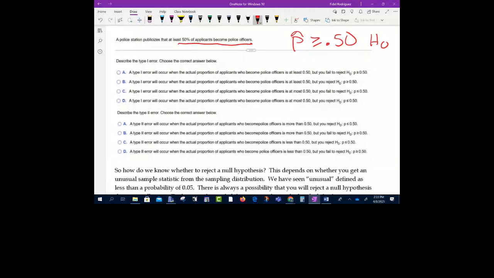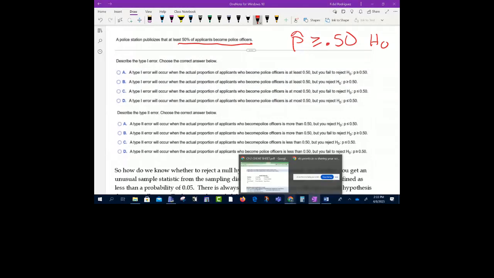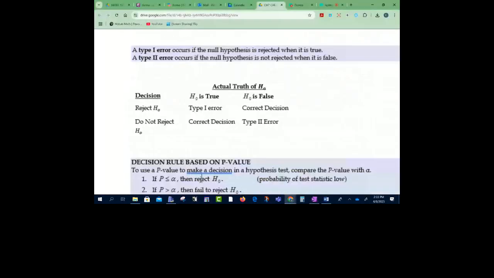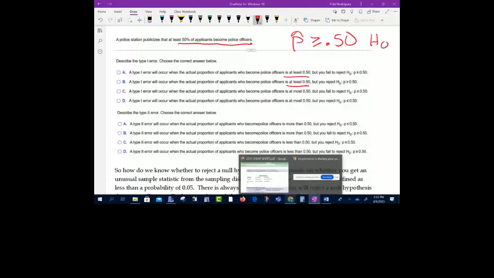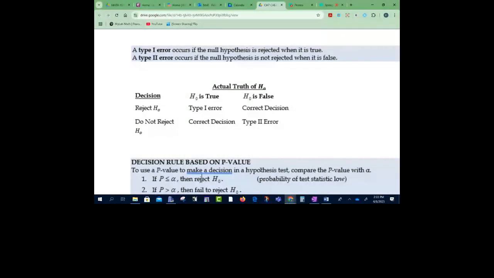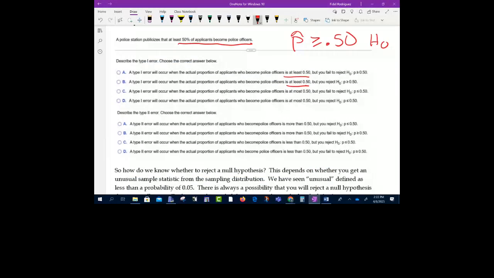All right. Now, let's take a look here, y'all. Let's come back over here. We're going to look for a type 1 error again, okay? Type 1 error occurs when the H0 is true, but we reject it. So the H0 being true says it is at least 50%, but we're going to do what again? We're going to reject it. Okay, so let's come back here. Which one says it is at least 50%, but we reject it? Wouldn't that be choice B?